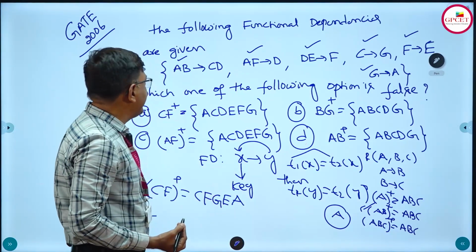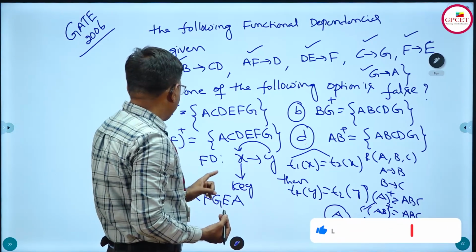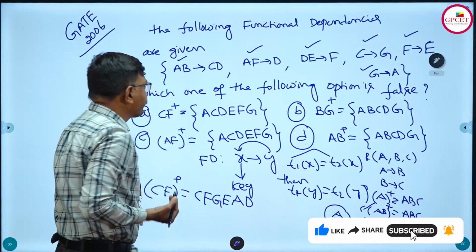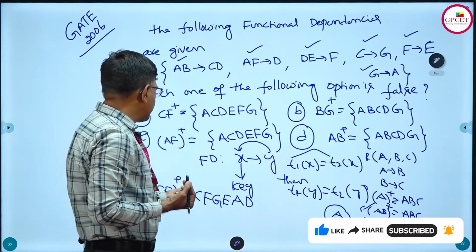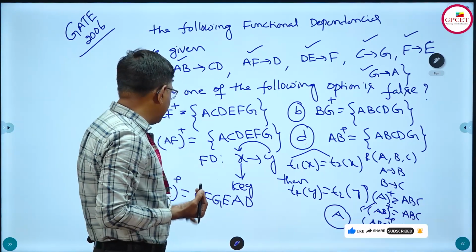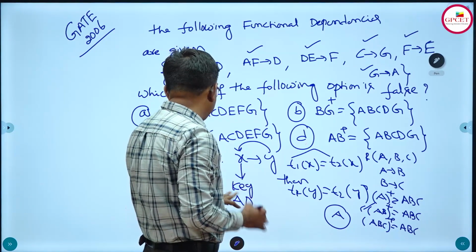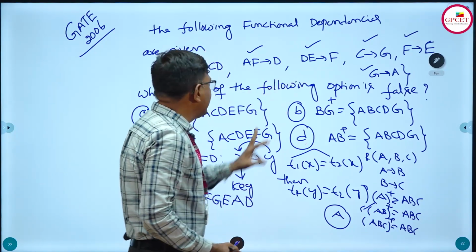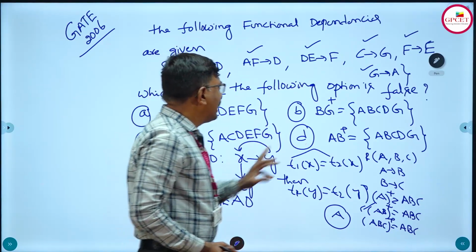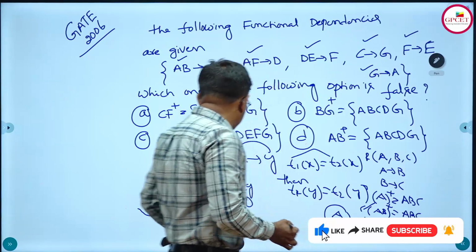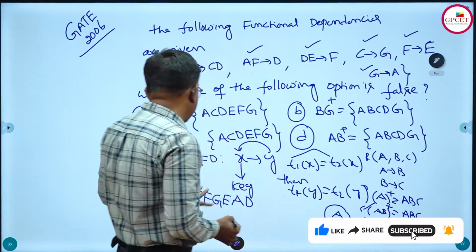C, F, G, A. And next, observe here AF. AF derives D. Observe, AB derives CD, but there is no B here. AF derives D. And then DE derives F, F is there. C tends to G, G is there. F tends to E, E is there. G tends to A, A is there.